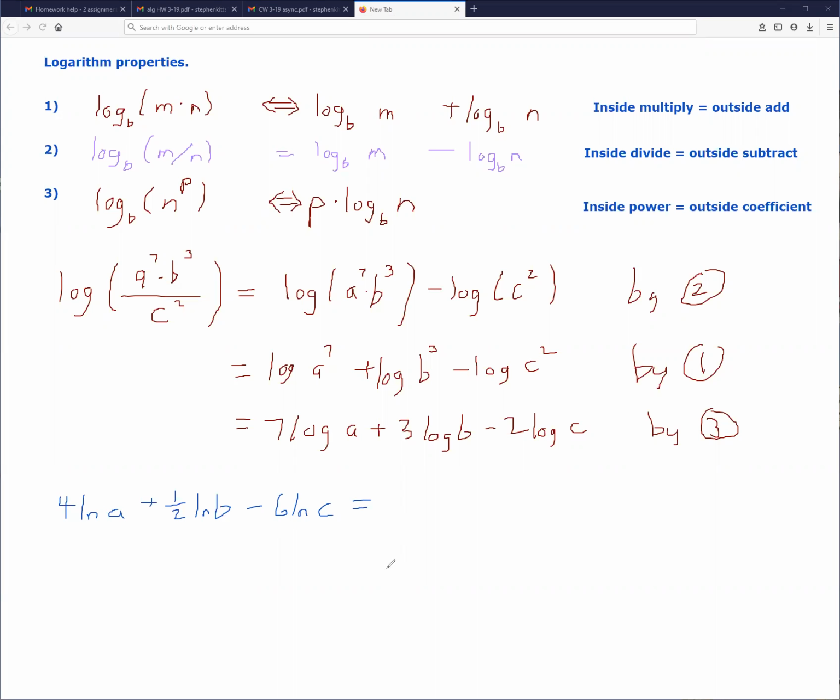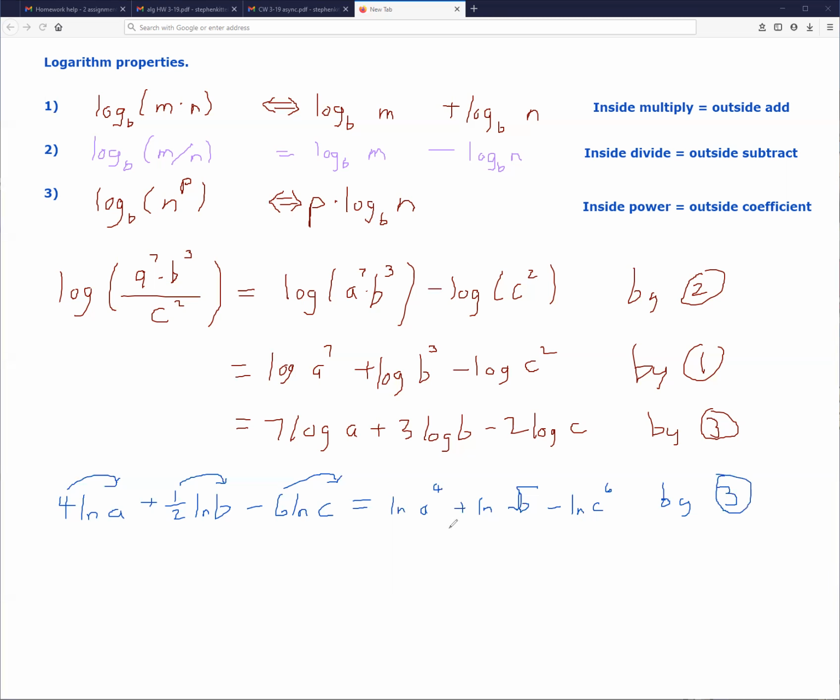All right, so first thing I want to do, before I can combine these, I need to have just lonely isolated logarithms. So we're going to bring these numbers inside using our property number 3, the power rule. So we're going to write this as ln of a to the 4th plus ln of b to the 1/2. Now b to the 1/2, let's remember that's the same thing as the square root of b, minus ln of c to the sixth. So this is by property number 3.